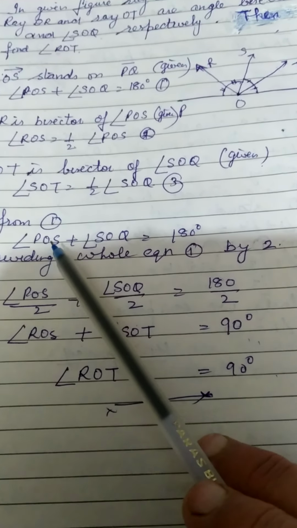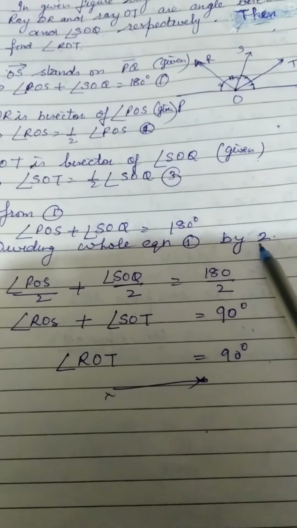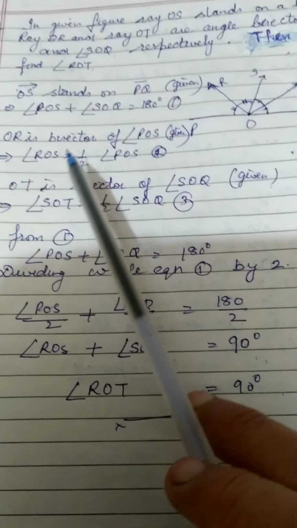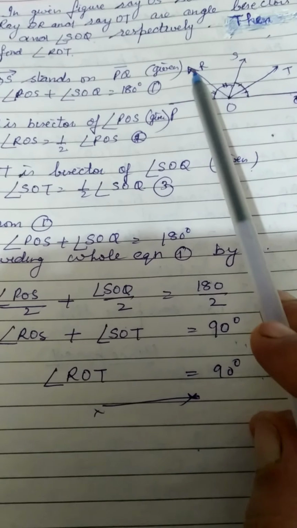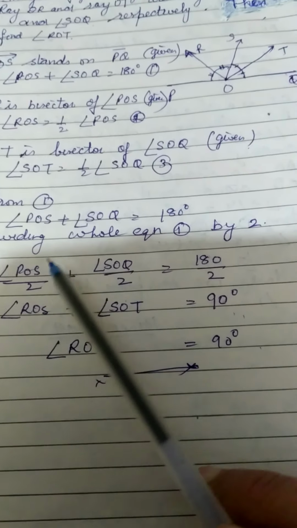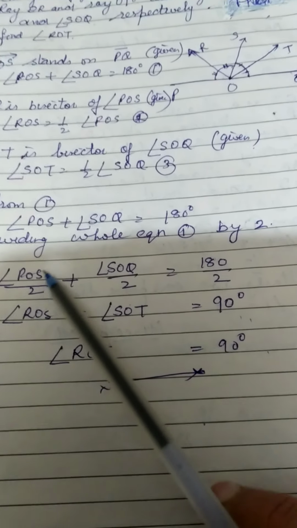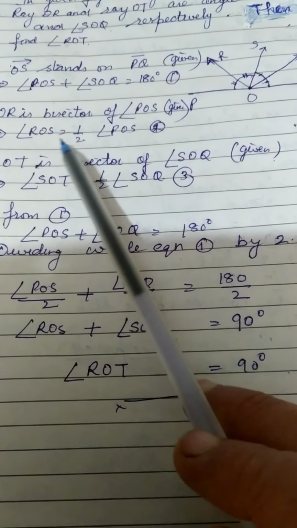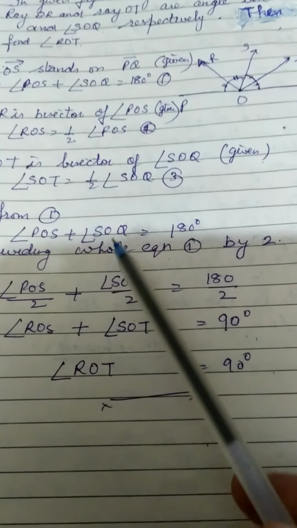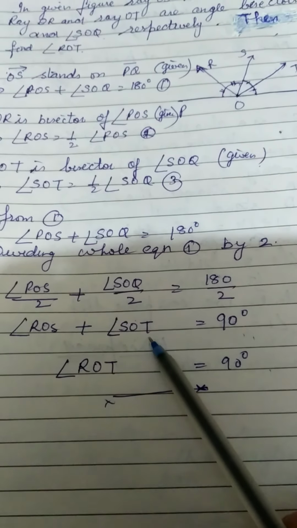Now first equation was angle POS plus SOQ is equal to 180. Now dividing this whole equation by 2. We have divided this whole equation by 2 because we are to find the value of ROT and that is the sum of ROS and SOT. Therefore, we have divided this equation by 2. POS by 2 plus angle SOQ by 2 is equal to 180 by 2. Angle POS by 2 was equal to ROS. Angle SOQ by 2 was equal to angle SOT.